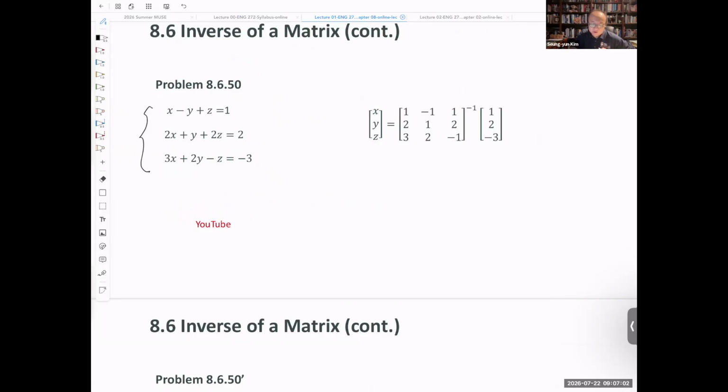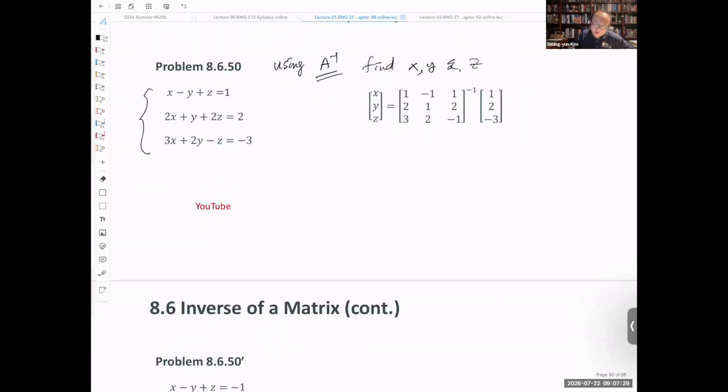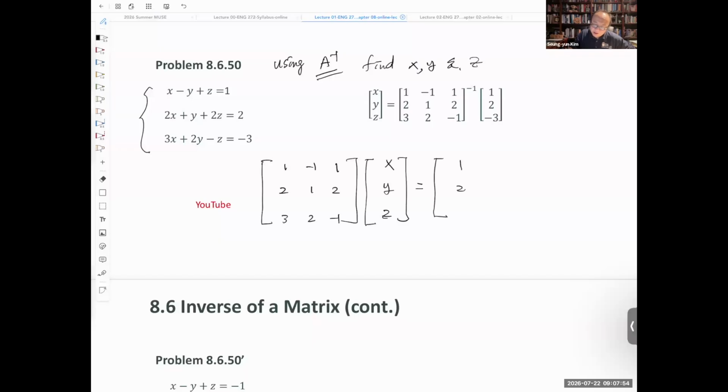Now, I give you 3 equations and 3 unknowns, and I'm going to ask you to find the solution, meaning find the x and y and z, find the solution using inverse matrix. It said using inverse matrix to find the solution. Then you have to go use that inverse matrix. So if we put this into the matrix form, we're going to take the coefficient that is 1, negative 1, 1, 2, 1, 2, 3, 2, negative 1, and then times x, y, and z, and that's equal to the right side of the equal sign.